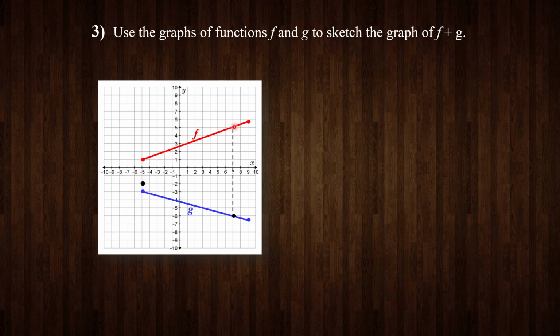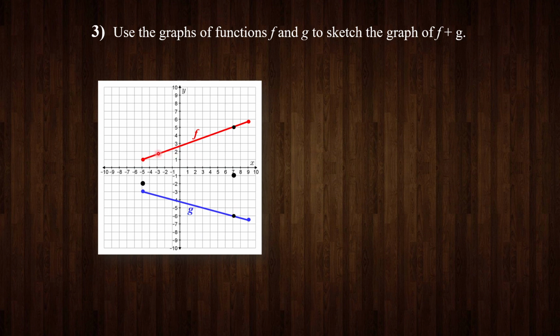We have 5 on f, and we have -6 on g. So if you add 5 plus -6, you get -1, which is our point right there. Now, we're taking a segment of a line that has a positive slope here and one that has a negative slope here, and we're adding them. What can we expect to get for our result?